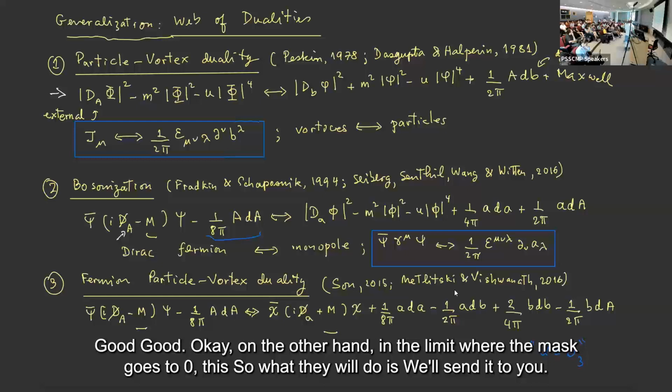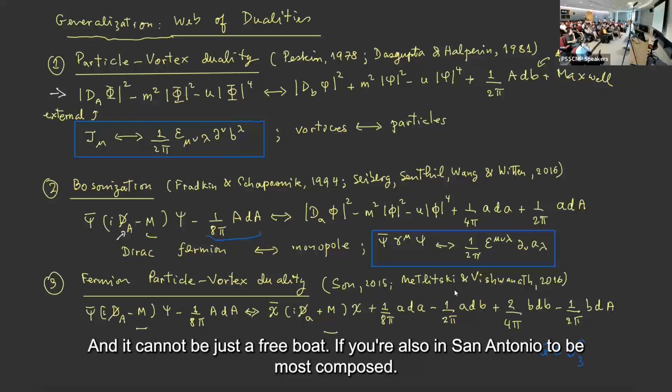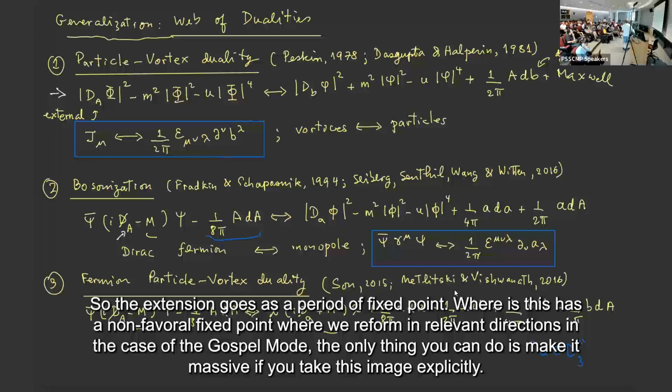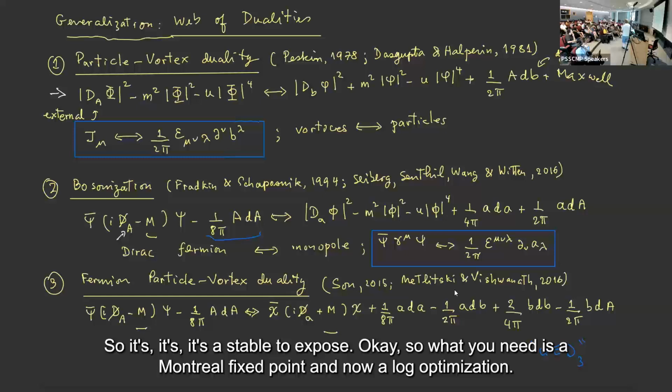Okay, on the other hand, in the limit where the mass goes to zero, this theory is scale invariant. So whatever the dual is, the bosonic theory has to be scale invariant, and it cannot be just a free boson. A free boson is essentially a theory with a trivial fixed point, whereas this has a non-trivial fixed point and can be deformed with relevant directions. In the case of the free boson, the only thing you can do is make it massive by breaking the symmetry explicitly, so it's a stable fixed point in the infrared. So what you need is a non-trivial fixed point, an analog of Wilson-Fisher.